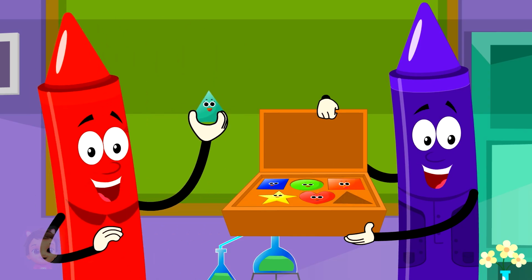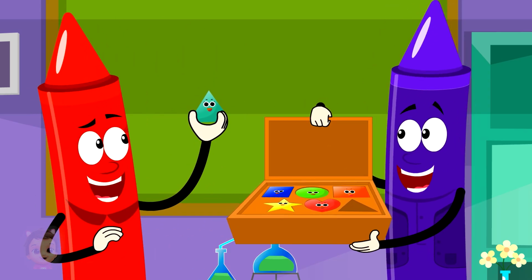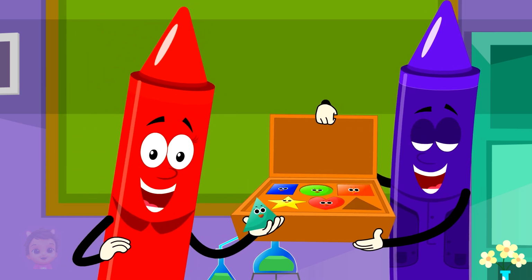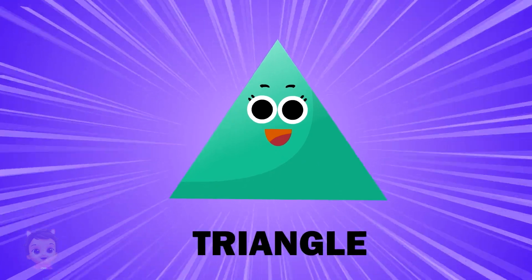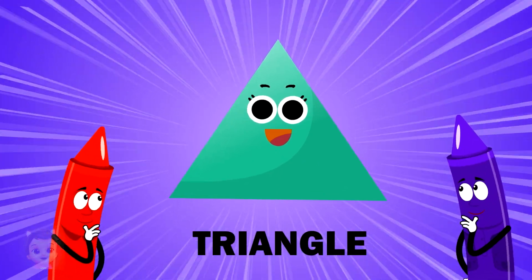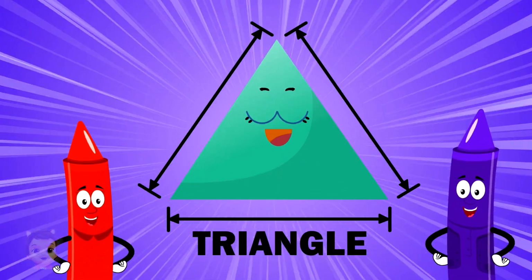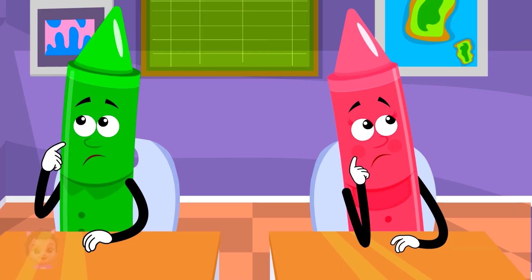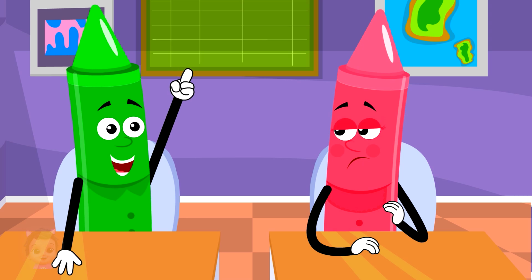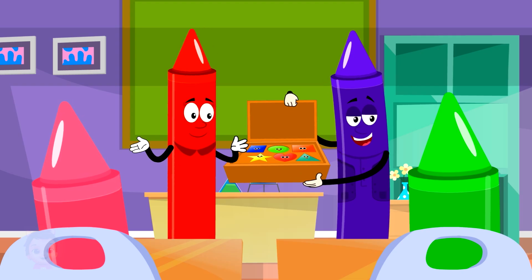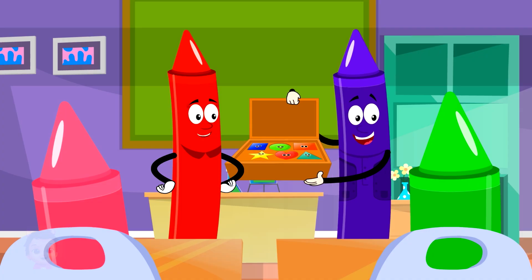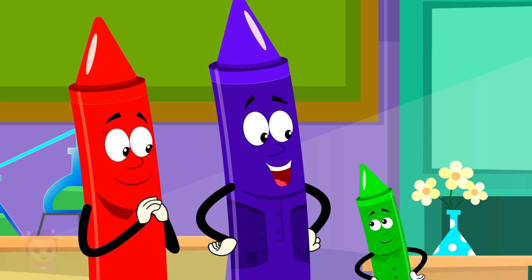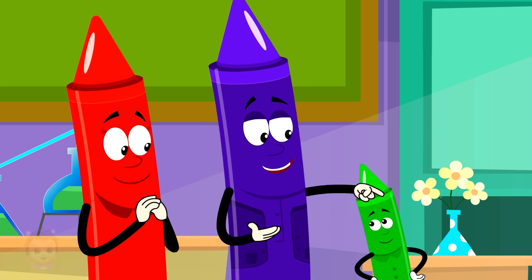That's a square. What shape is this? Can you say the name of this shape? What shape is this? It has three sides. It's a triangle. Very good. Show me a triangle thing. This or this? Very good. That's a triangle.